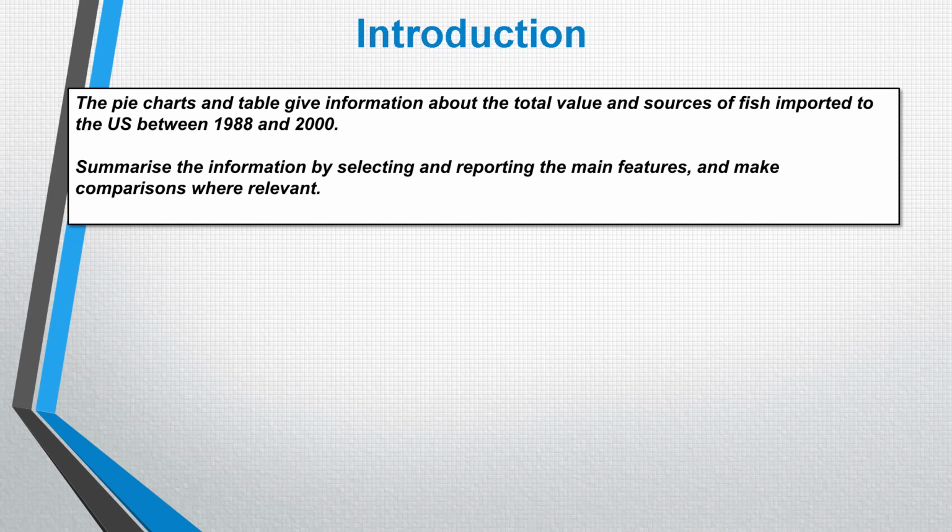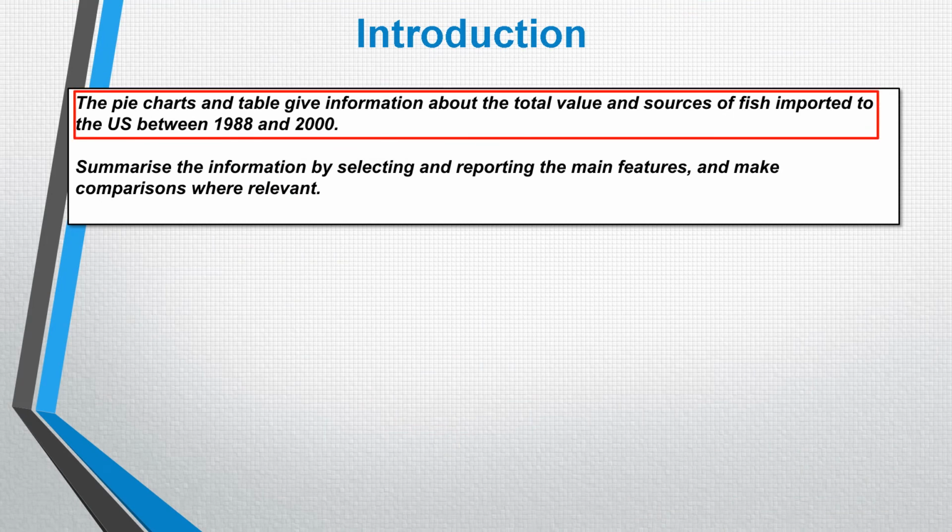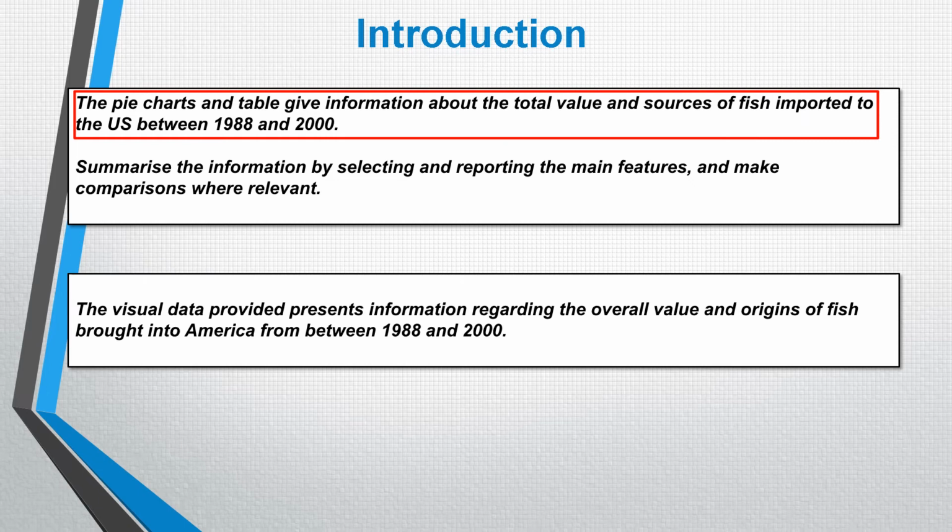This time I've changed the sentence so that it reads, the visual data provided presents information regarding the overall value and origins of fish brought into America from between 1988 and 2000. So rather than saying pie charts and table, I've just said visual data. Rather than saying give, I've used presents. Rather than saying about, I've used regarding. Rather than saying total value, I've used overall value.